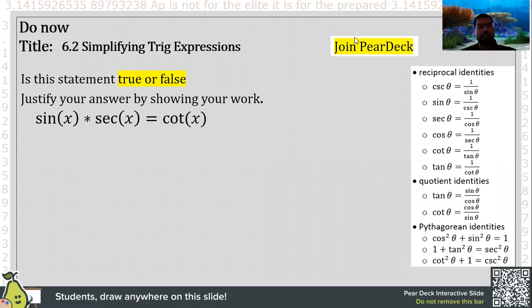Hello everyone. So today we're going to go ahead and continue on simplifying trig expressions to build us up into proving trig proofs.